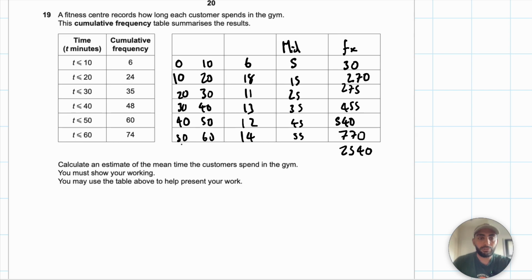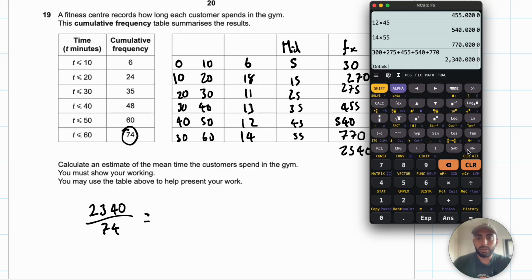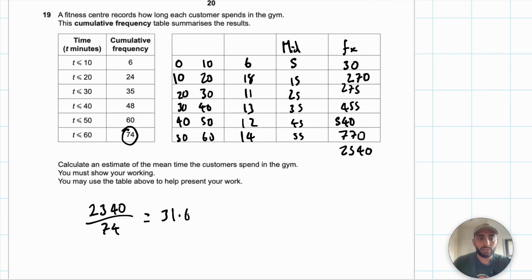We need to find the total frequency. But if we take a look here, we already have our total frequency. It would be 74. So we're doing the total fx divided by the total frequency. That gives me my final answer. 2340 divided by 74, which gives me 31.62. If I take a look at my table, I can see there's quite a few around here. It's about the middle, so this seems like an appropriate answer, 31.62. And the units would be in minutes.